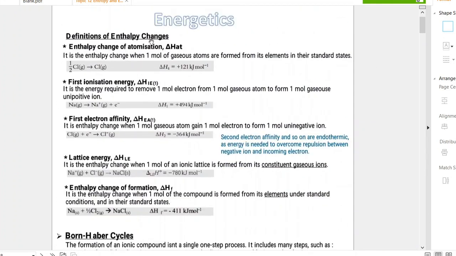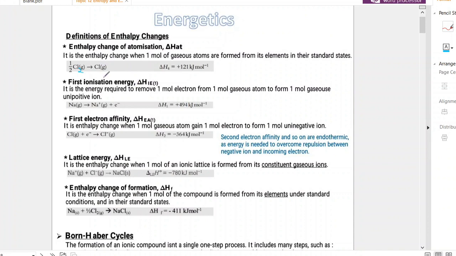So enthalpy change of atomization. It is the enthalpy change when 1 mole of gaseous atoms are formed from its elements in their standard states, and this is obviously endothermic. Here we have got half mole of a chlorine molecule, and if we break the covalent bond between the chlorine atoms, then we get 1 mole of gaseous chlorine atoms.